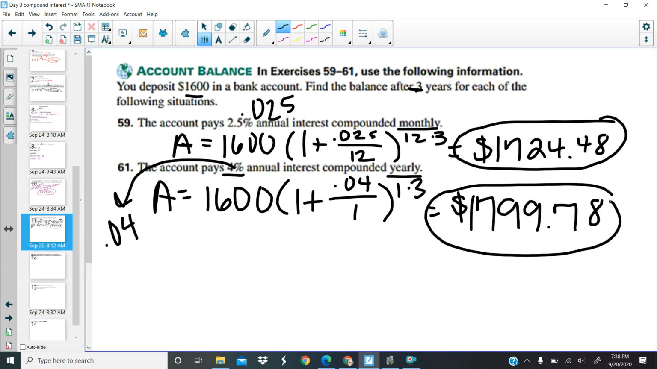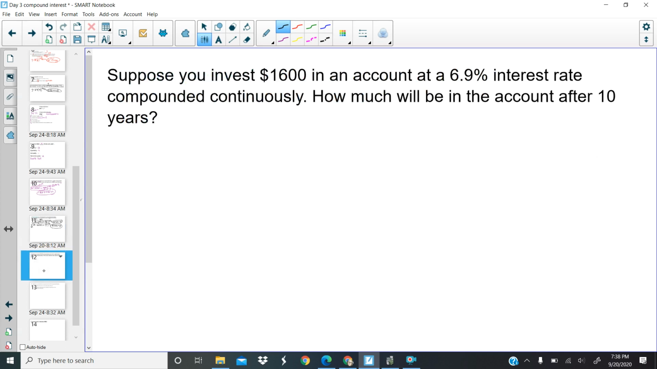So that gives you an example of how it works if it's compounded monthly, yearly, and then on the last slide, we did quarterly. And so our last example is one where it is compounded continuously. So this is where you have to use that PERT formula. So always remember, continuously goes with PERT. So in this one, you invested $1,600 again and at a rate of 6.9%, and it's compounded continuously. And you want to know how much is there after 10 years.